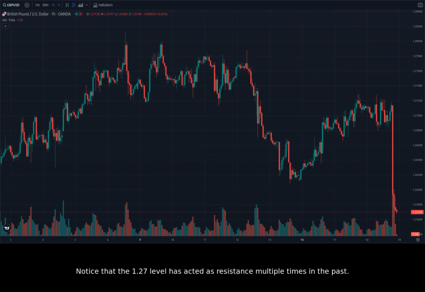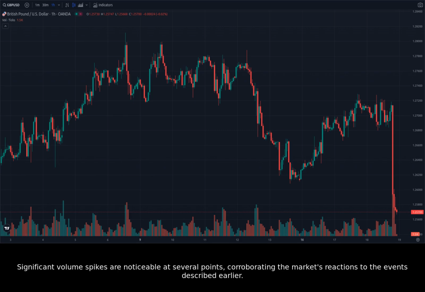Notice that the 1.27 level has acted as resistance multiple times in the past. Significant volume spikes are noticeable at several points, corroborating the market's reactions to the events described earlier.